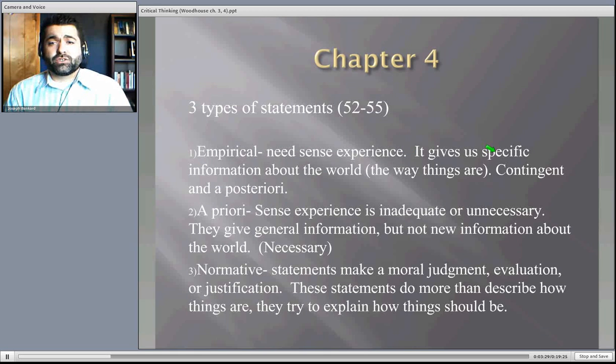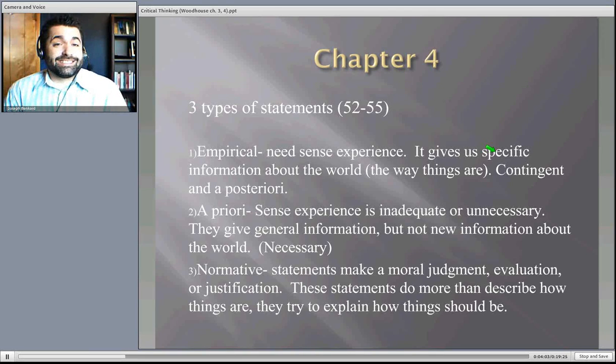2 important features of empirical claims. They are contingent, and I need to talk a little bit about this. Contingent is contrasted with necessary. If something's necessary, it has to be the case. If something's necessarily true, then it has to be true. If something exists necessarily, then it has to exist. It couldn't not exist. It's impossible for it to not exist, right? It's necessary. You contrast that with contingency.